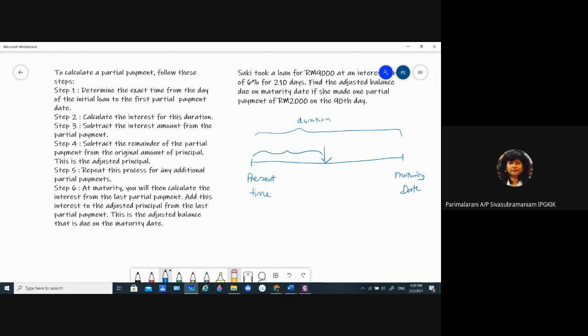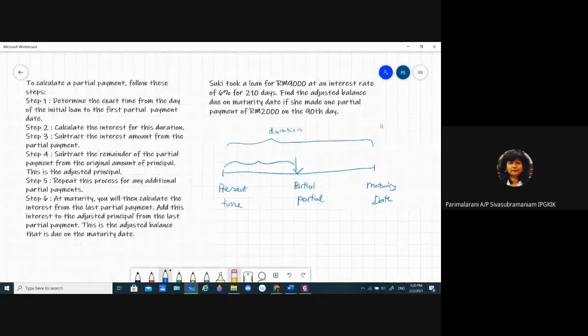In step 2, calculate the interest for this duration from present time to partial payment. Here's where you make a partial payment. We need to calculate the interest during this time, and then subtract the interest amount from the partial payment. After we've done that, whatever remainder, we subtract that from the principal. Okay, I tell you what, we do the question first. We try the example first and then we go back and look at the steps.